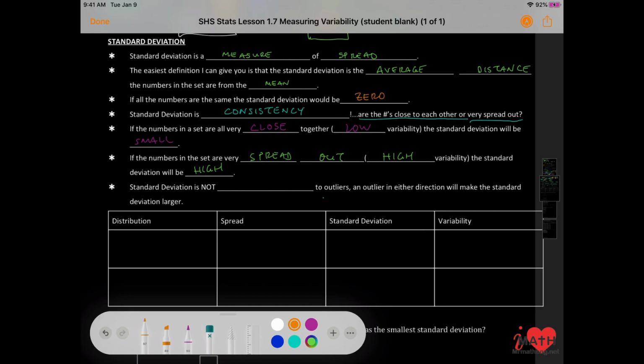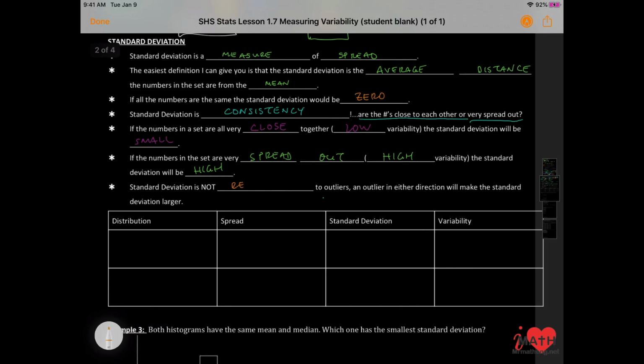And this last one, standard deviation is not resistant. We'll talk about resistancy in the next lesson. To outliers. An outlier in either direction will make the standard deviation larger.